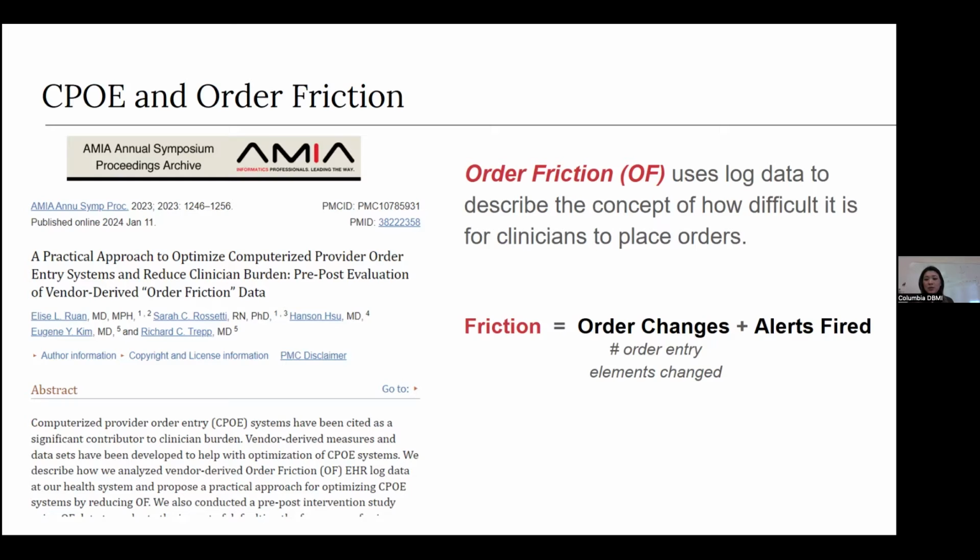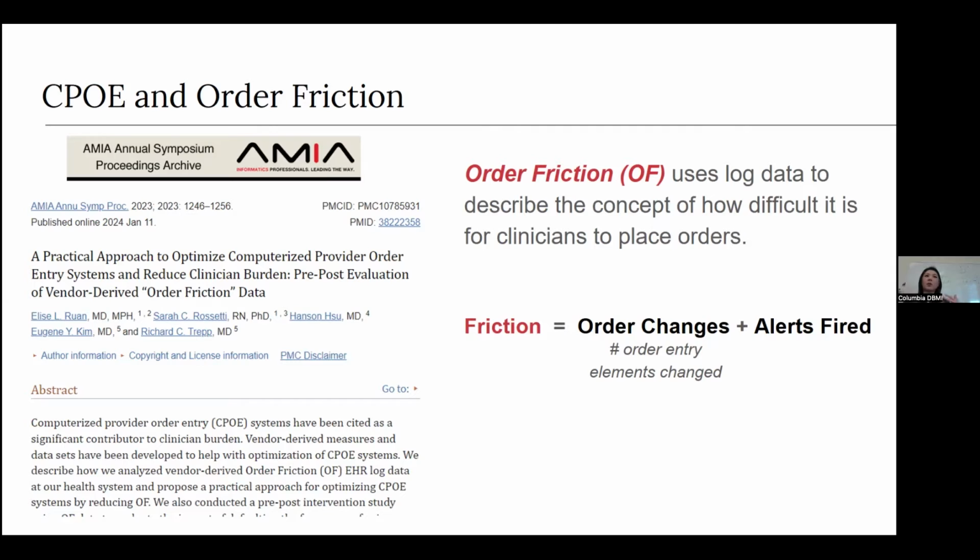It's made up of order changes and alerts fired. So it counts how many changes were made to an order and how many alerts were triggered and had to be addressed before the order was successfully placed. I'll go into this in detail in a little bit, but I want to point out that unlike the data used in the last study, this is aggregated by order type as opposed to by user. But similar to the prior measures, it still needs to be validated and understood in the context of what's really happening clinically in the real world.